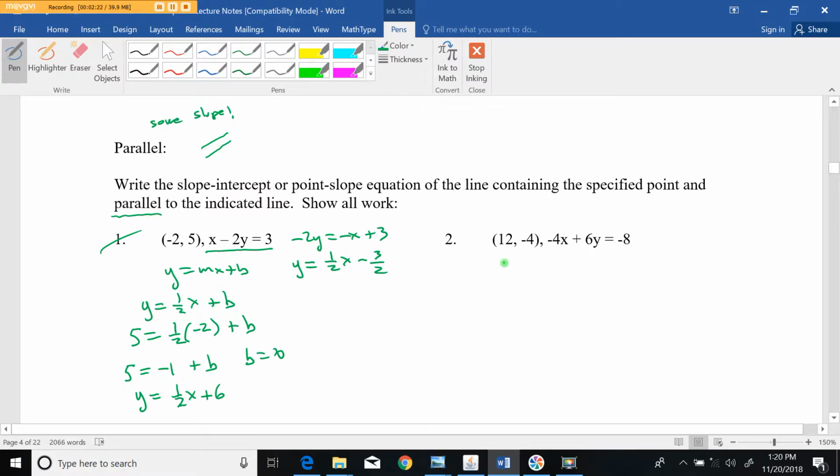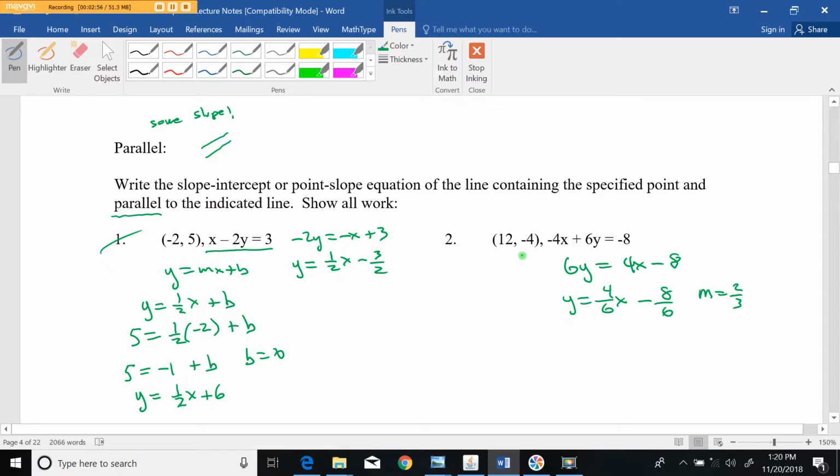Let's take a look at this one. So we're looking for a line parallel to this that goes through the point (12, negative 4). Let's start by solving this for y. First step would be to add the 4x to both sides. Next, divide everything by 6. Alright, and there's the slope of this line, 4/6, which is 2/3. So the slope of this line is 2/3.